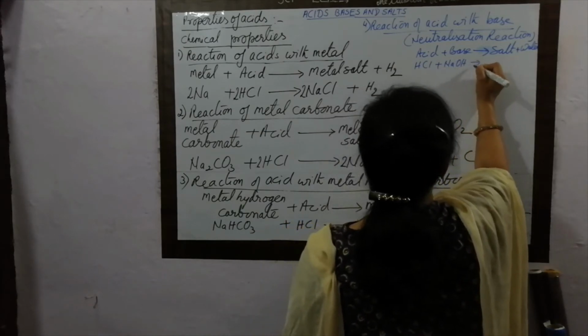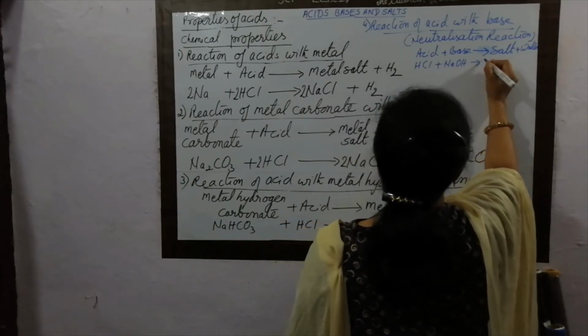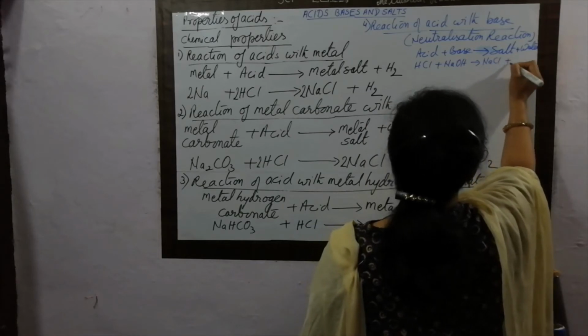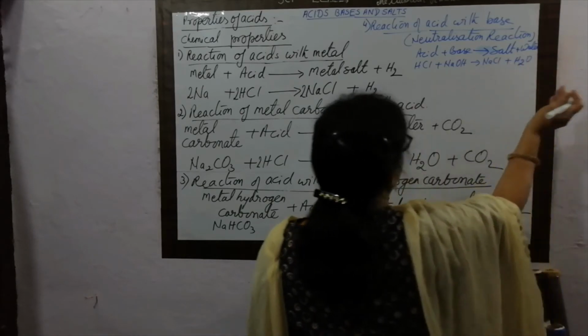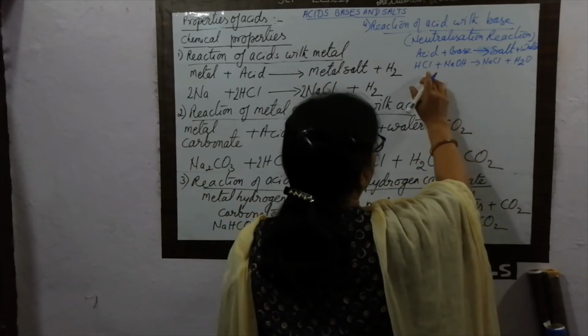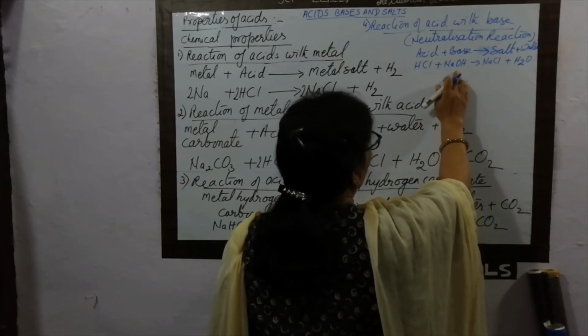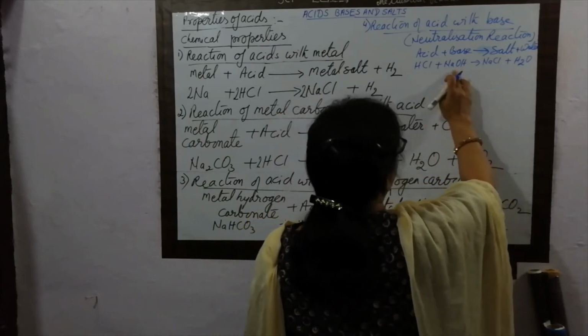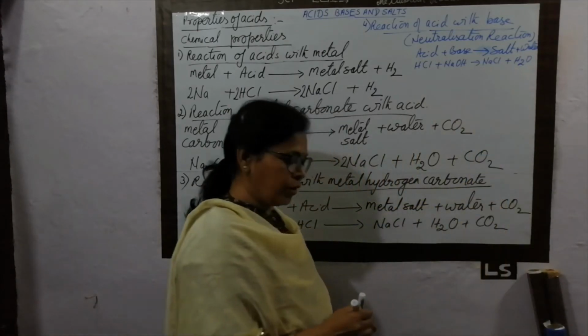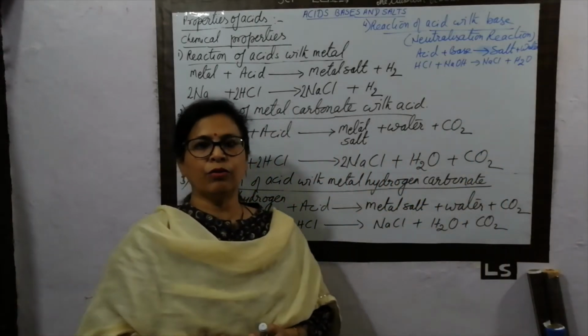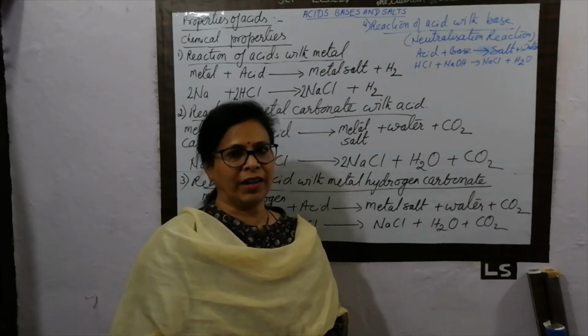When they combine together, sodium hydroxide, must write the name also, NaCl plus H2O. Must check the balancing. Na 1 here, Cl 1, 1 Cl. O is 1 here also, H plus H, 2 H2O. This is already balanced. So all these are the 4 chemical properties of acid.